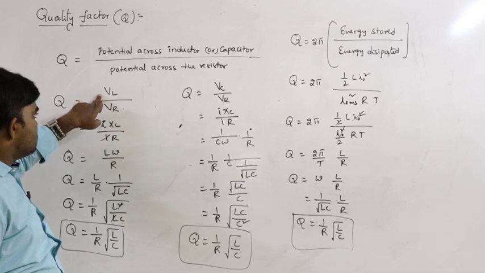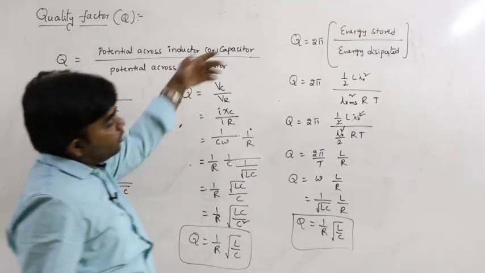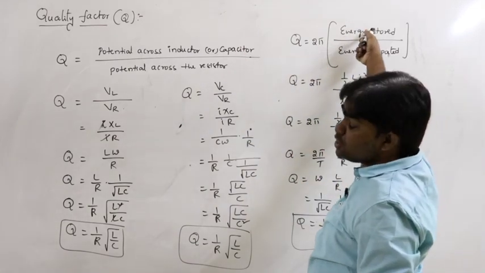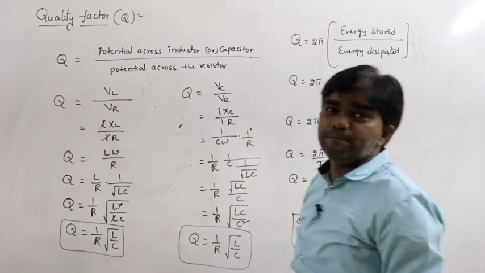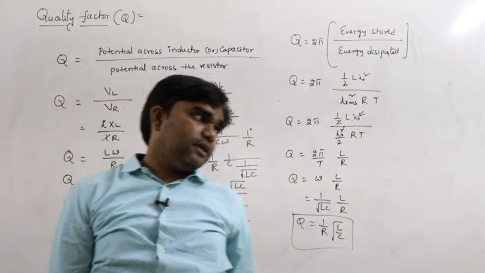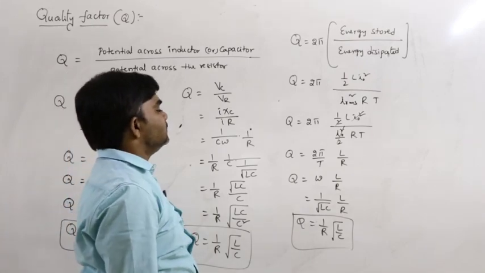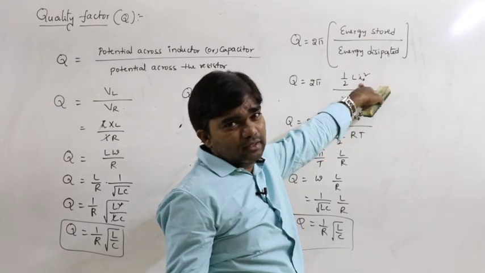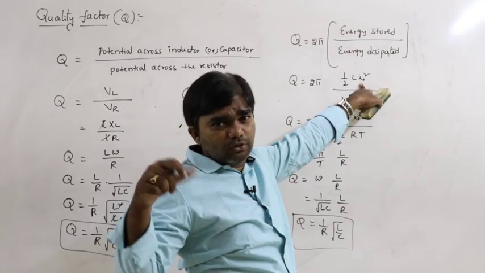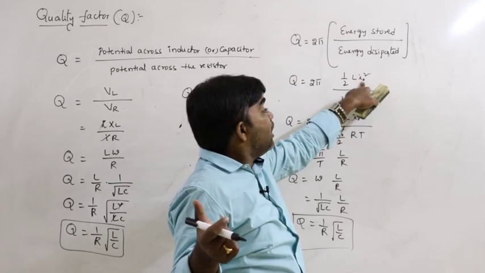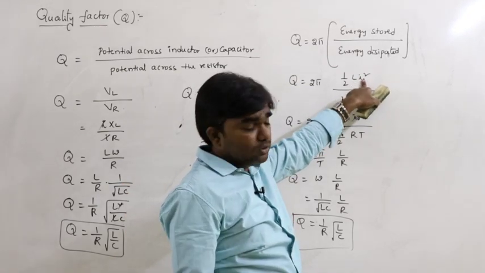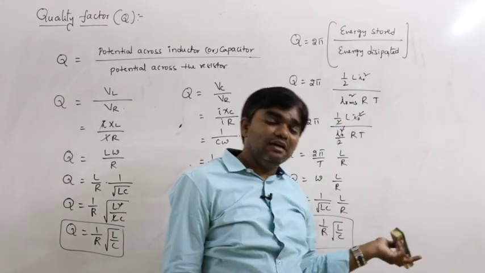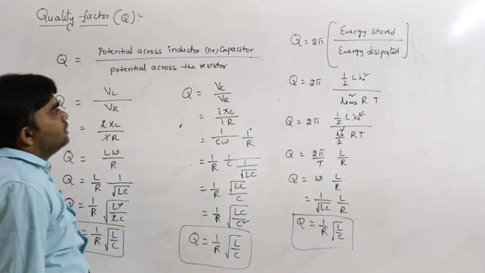Here I am considering the potential across the inductor and the potential across the capacitor. One more form of this quality factor is 2 pi into energy stored divided by energy dissipated. Of course, by taking half CV square we can also do it, but it is somewhat complicated because we have to convert the potential. Simply we can write it as half Li square. If we consider the potential, we can take E square by RT, and the potential gets cancelled. That is the energy stored.